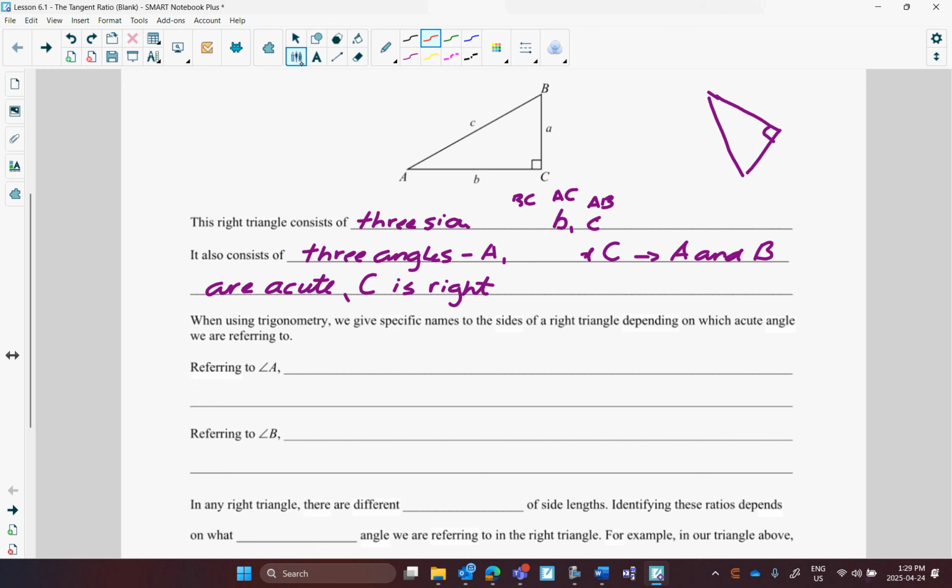We're talking about angle A. This is the hypotenuse because it's opposite the right side. So little c is going to be the hypotenuse. What side is opposite angle A? Like if I were to draw an arrow starting at angle A, what side would I hit? Little a. Okay? Because it's opposite the angle, we call it opposite.